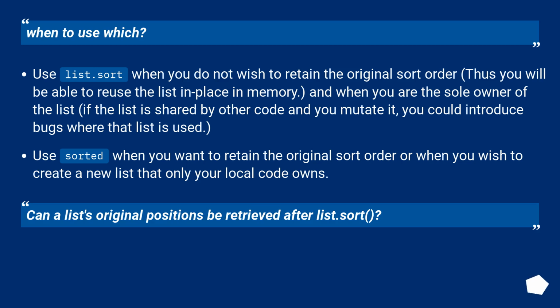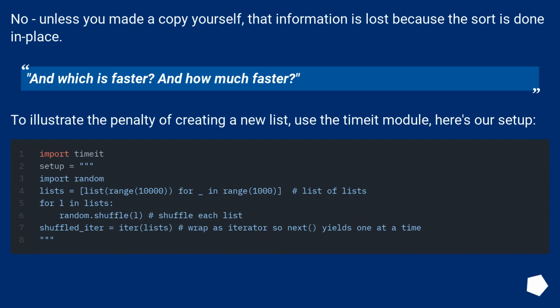Can a list's original positions be retrieved after list.sort()? No, unless you made a copy yourself, that information is lost because the sort is done in place. And which is faster? And how much faster? To illustrate the penalty of creating a new list, use the timeit module. Here's our setup.